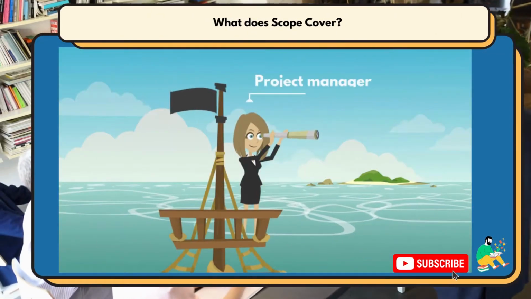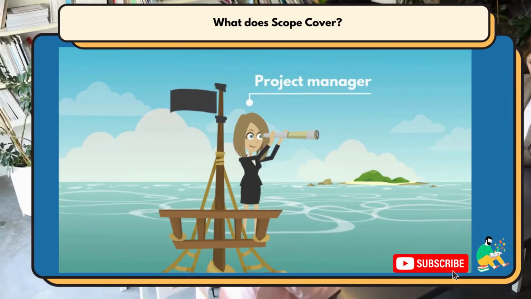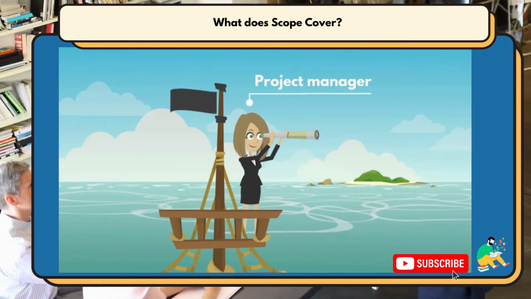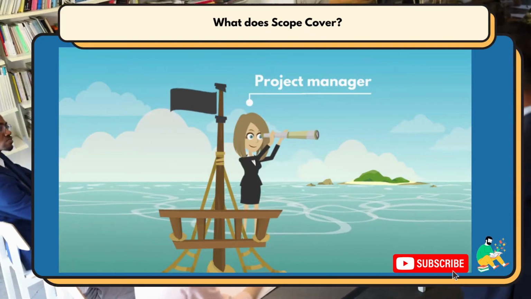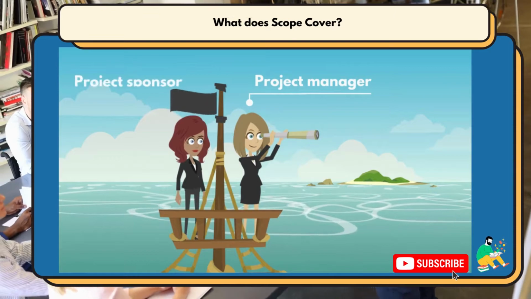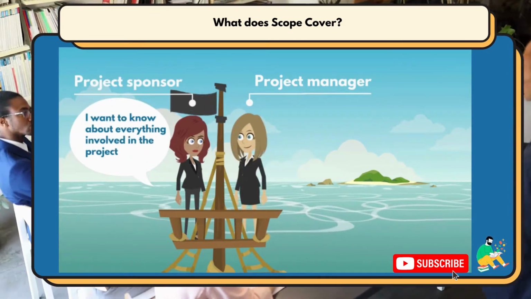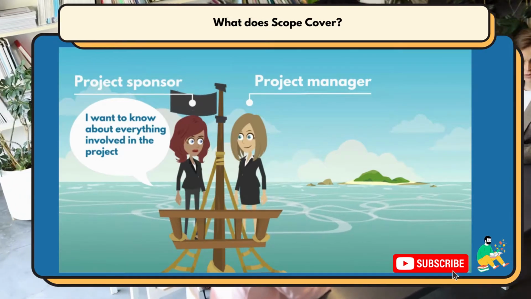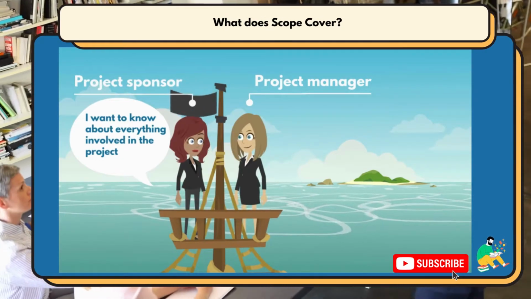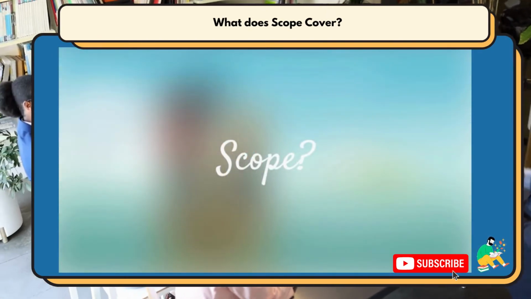So, remember we spoke about scope at the beginning of the course? Project managers are great at seeing the scope of things, and they will go into great detail during the planning stage. However, at this point, the project sponsor will still need an idea of everything that's involved in our project. Everything that needs to be done for our goal to be achieved.